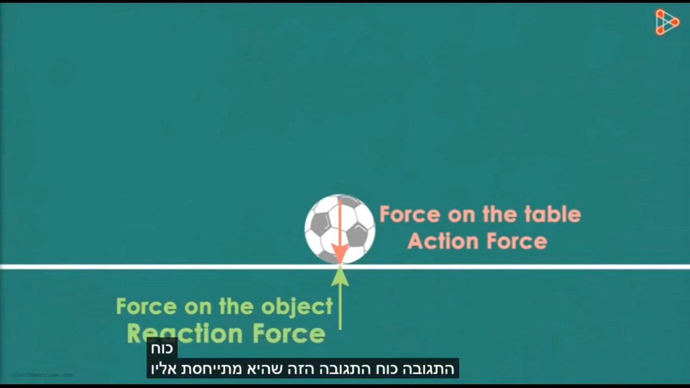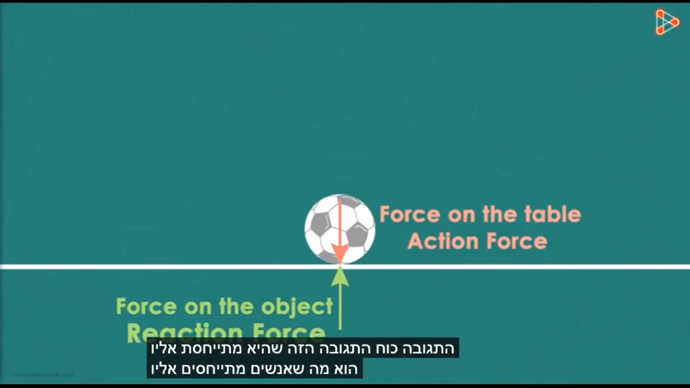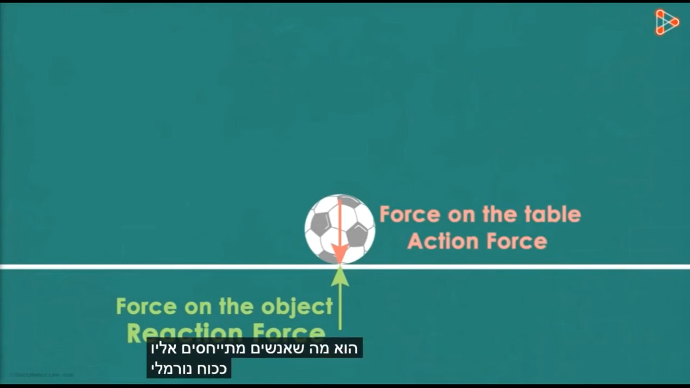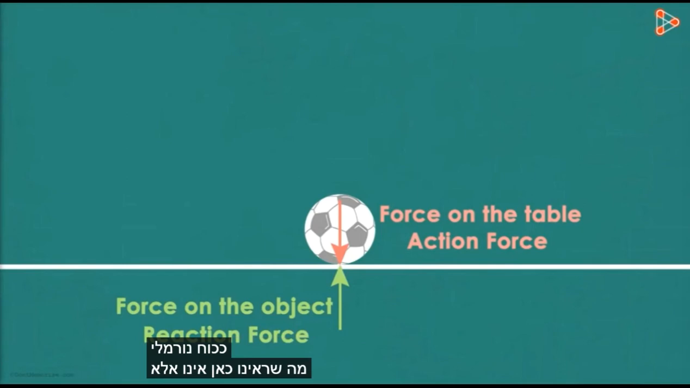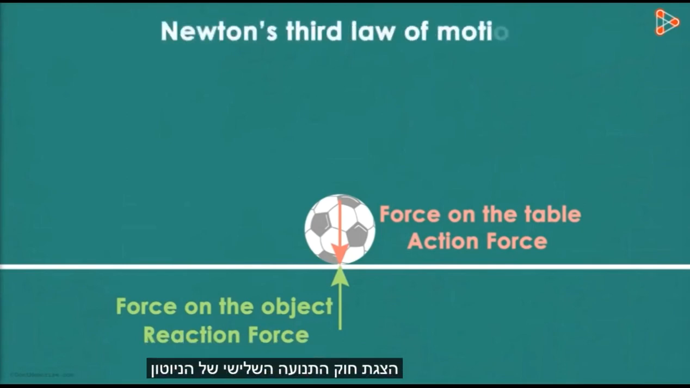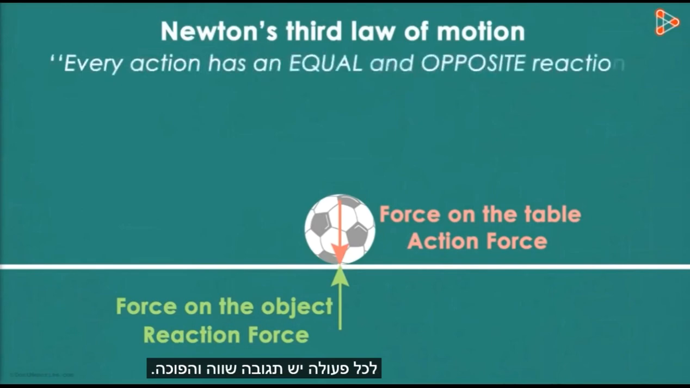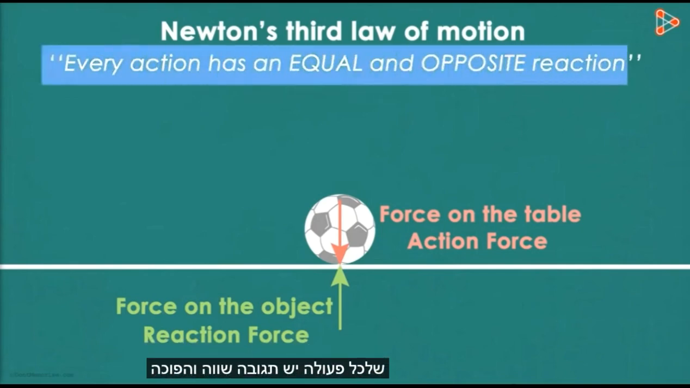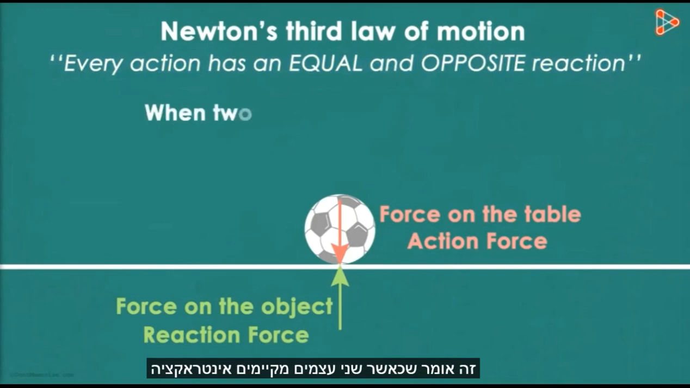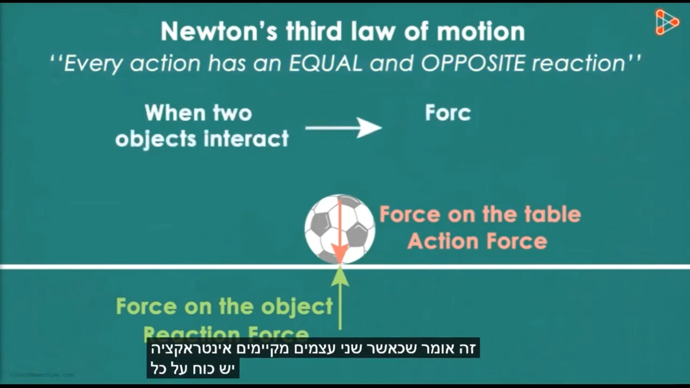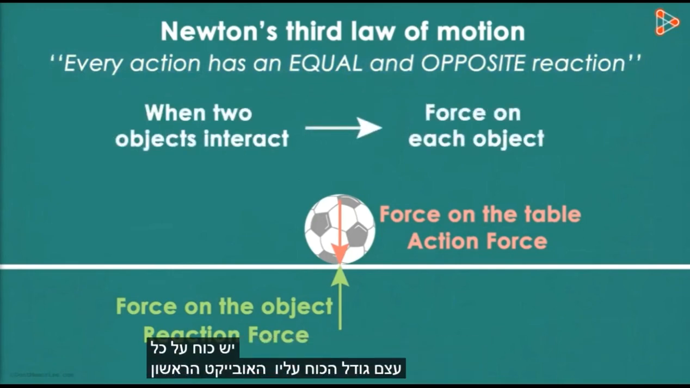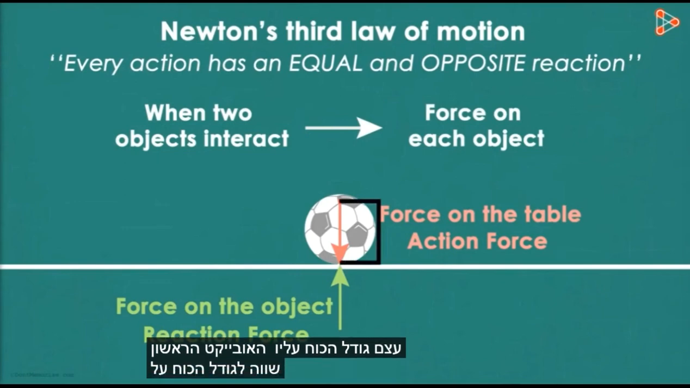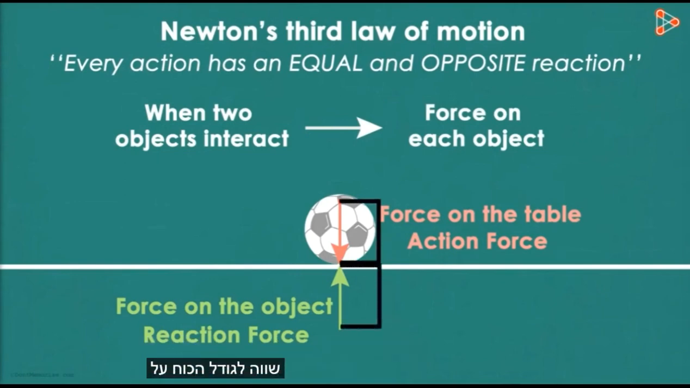This reaction force she is referring to is what people refer to as normal force. What we saw here is nothing but a display of Newton's third law of motion. Every action has an equal and opposite reaction. That's how simple the third law is. It means that when two objects interact, there is a force on each object. The magnitude of force on the first object equals the magnitude of force on the second one.